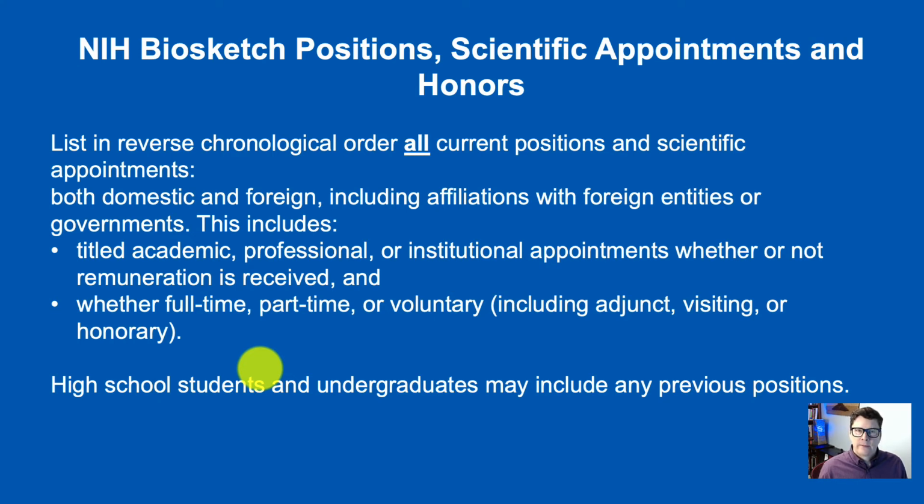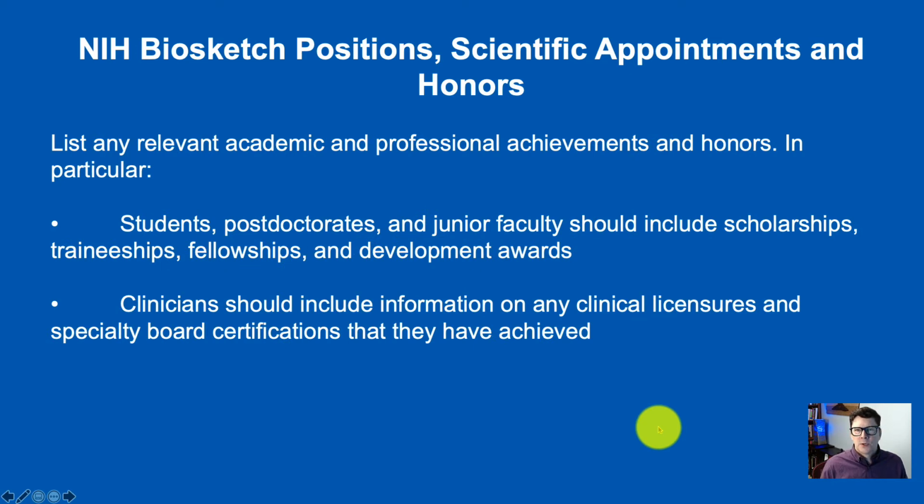Now, let's say you're just starting out and you're a high school student or an undergraduate. Obviously, you're not going to have as many positions to list as someone who's been a professor for 20 years. So you can include any previous positions you would like to. Continuing on this section, in terms of honors, you should list any relevant academic and professional achievements and honors. For students, postdocs, and junior faculty, also include scholarships, traineeships, fellowships, and development awards. And if you are a clinician, you should include information on any clinical licensures and specialty board certifications that you have achieved. You're going to put that in this section rather than in the education section.